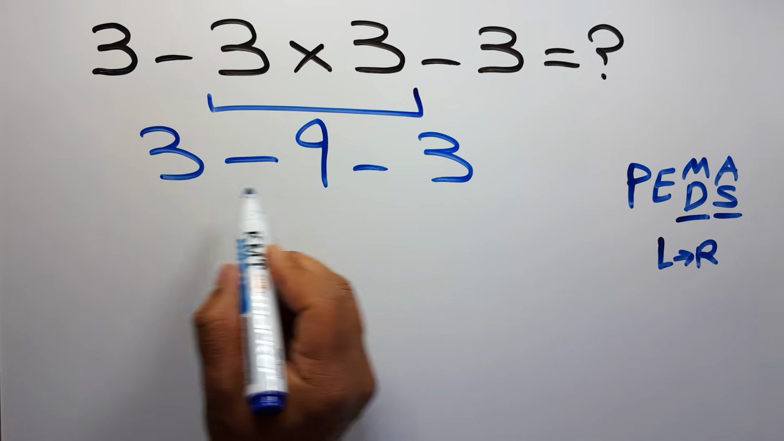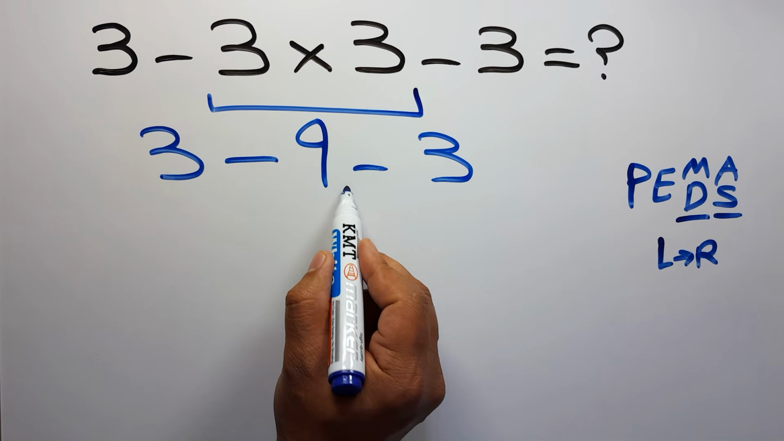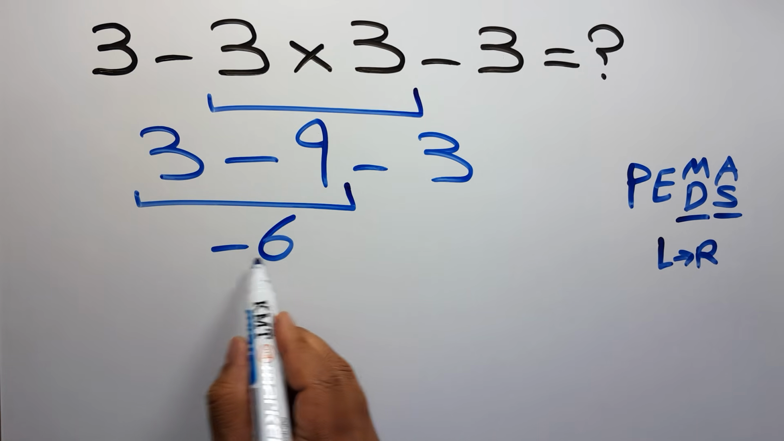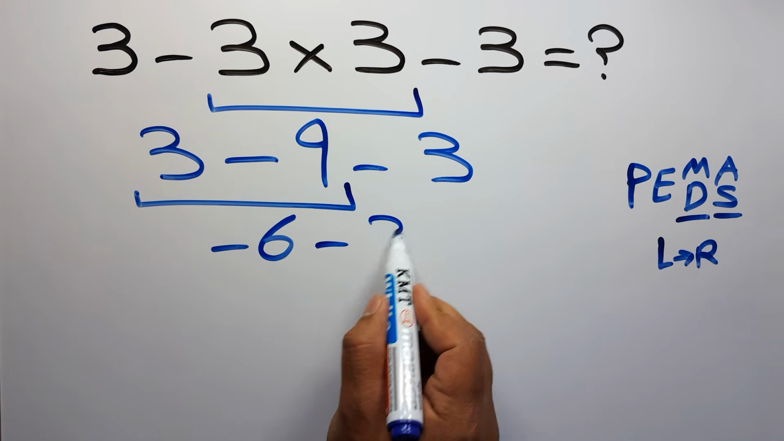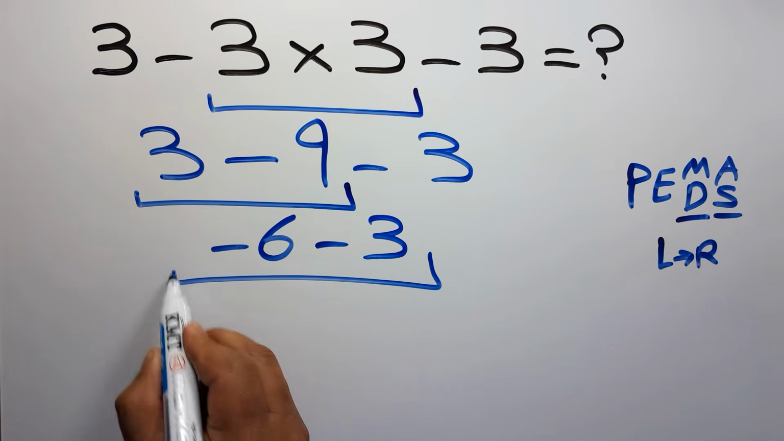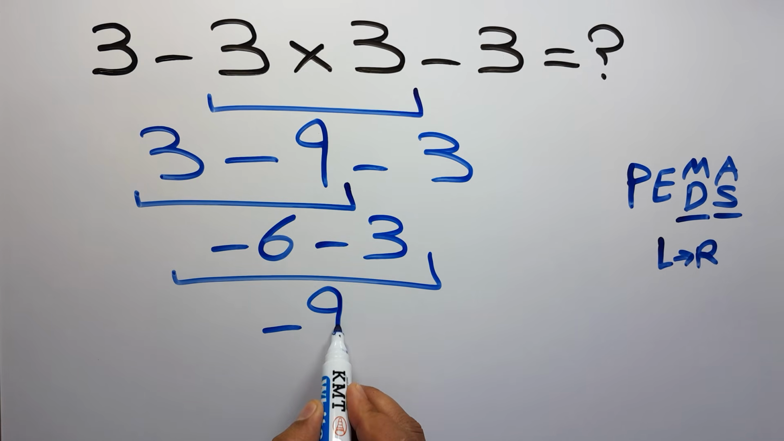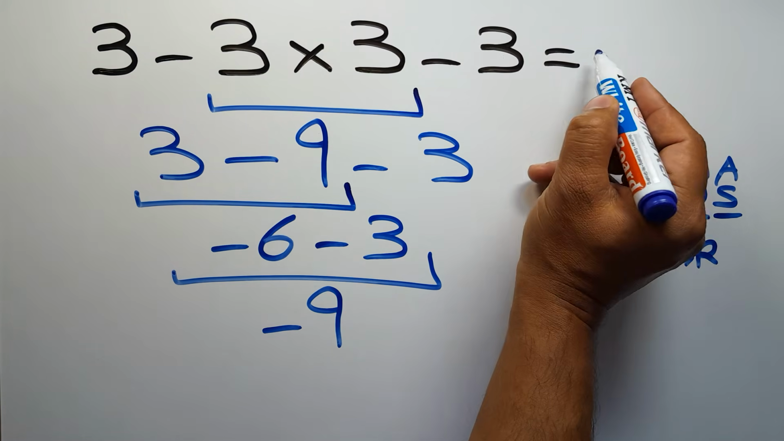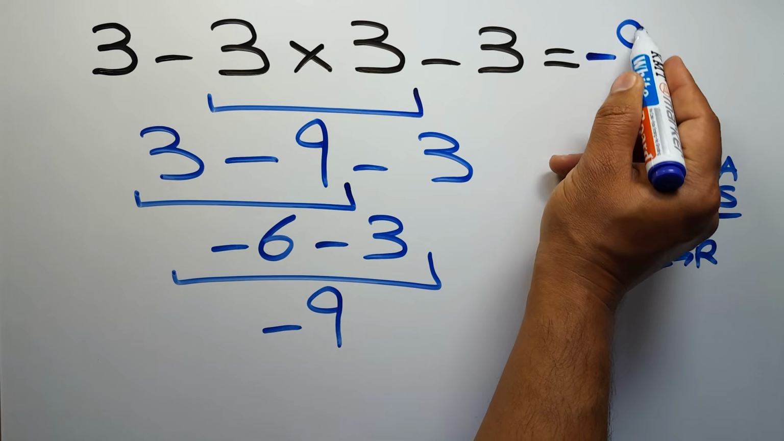3 minus 9 equals negative 6. So negative 6 minus 3 equals negative 9. And this is our final answer to this problem. The correct answer is negative 9.